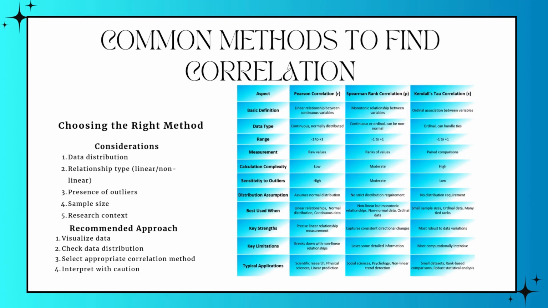Correlation helps us understand how two variables are related. We can use Pearson for linear relationships between continuous variables, Spearman rank correlation for non-linear relationships and ordinal data, and Kendall's tau for ordinal data with small sample sizes or many ties. When choosing a method, consider data distribution, relationship type, outliers, sample size, and research context. Visualize data, check distribution, select the appropriate method, and interpret results cautiously.